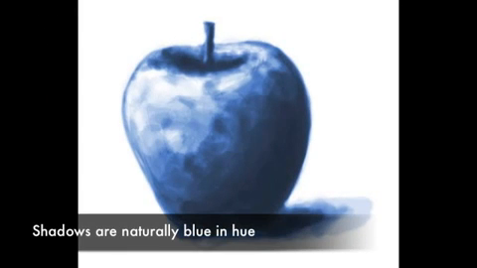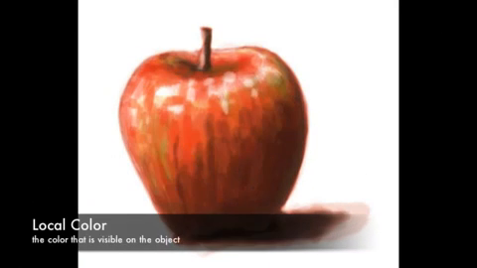Now let's look at shadows for a minute. Shadows are naturally blue in hue. Now obviously we don't see blue objects lying around. In this case, this apple's not blue. Instead we see what's called local color. Local color is the color that's visible on the object. For example, this is a red apple.